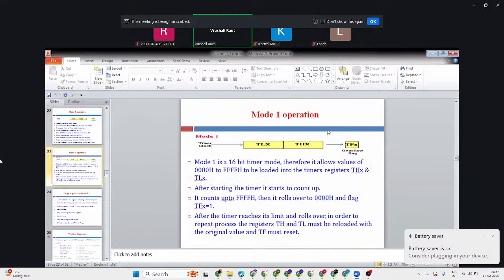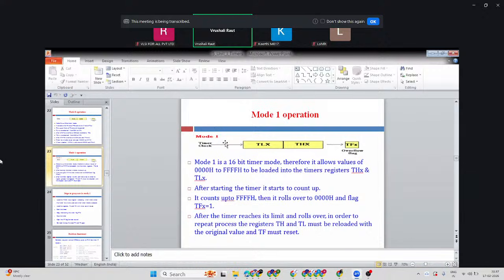How is mode 1 different from mode 0? Where can we start from? 0000. All 16 bits we are using. And where can we reach at max? We can reach FFFF. So obviously we get more delay in mode 1 compared to mode 0. Are you getting? So mode 1 is the 16-bit timer mode. Therefore, it allows values of 0000 to FFFF to be loaded into timer registers TH and TL.